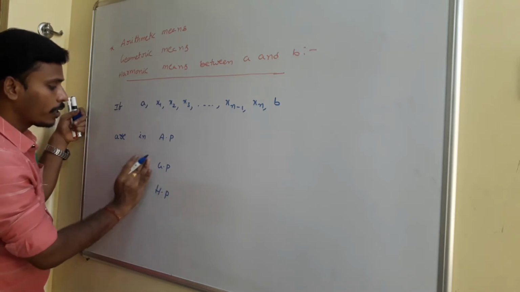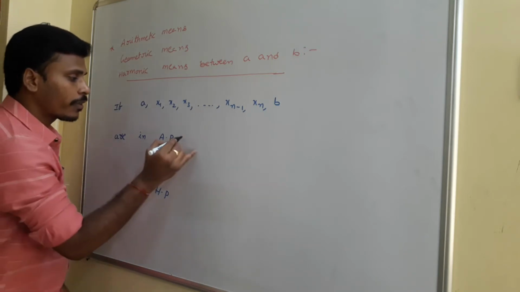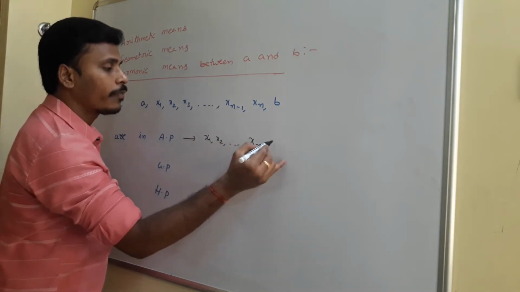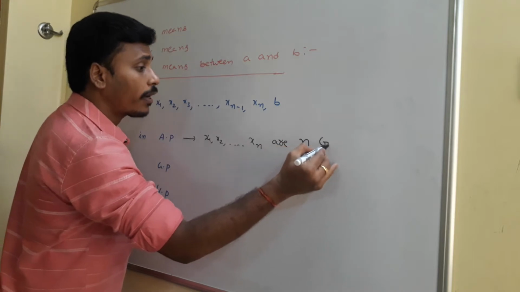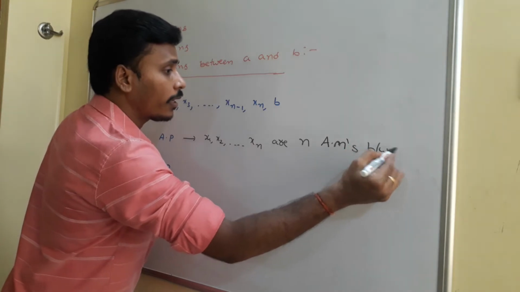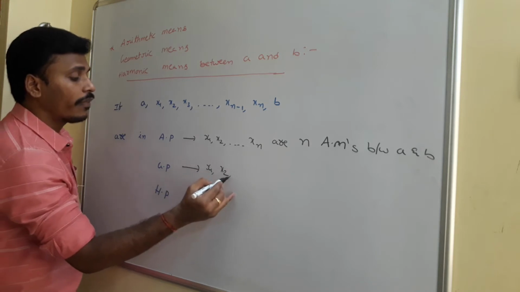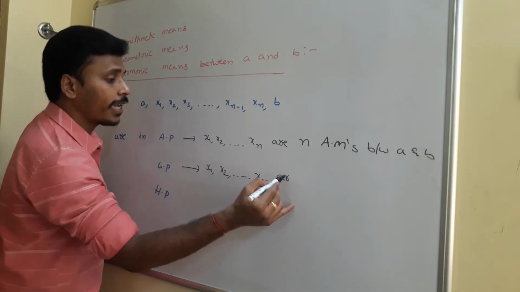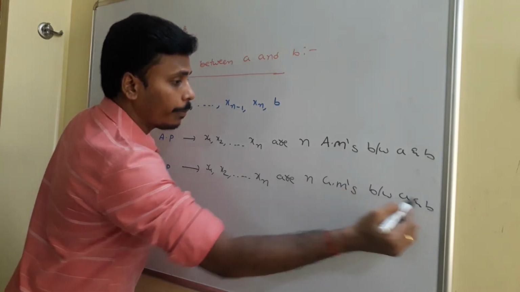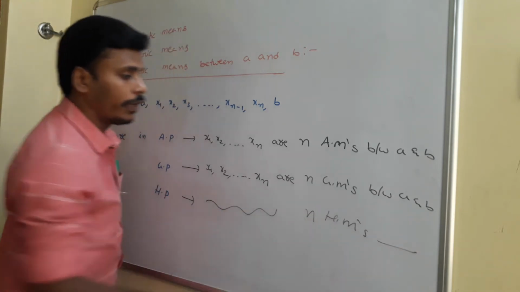What I am going to tell you is, if they are in arithmetic progression, then we will announce that x1, x2 and so on, xn are n arithmetic means between A and B. Or otherwise, if they are in geometric progression, then we will announce that x1, x2 and so on, xn are n geometric means between A and B. In a similar manner, these are mentioned as n harmonic means between A and B.